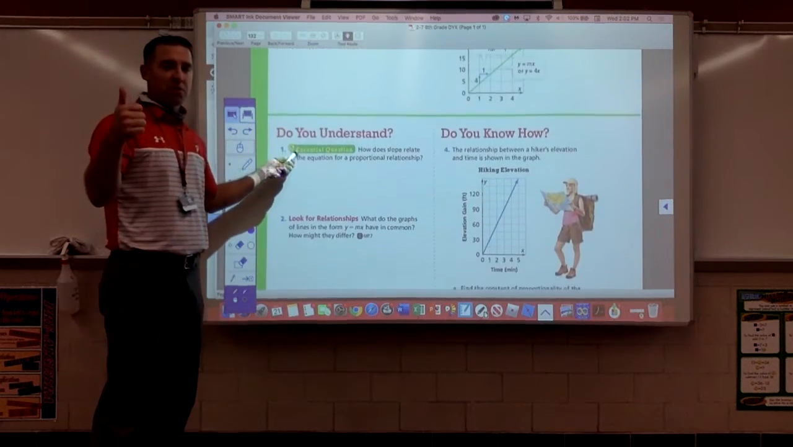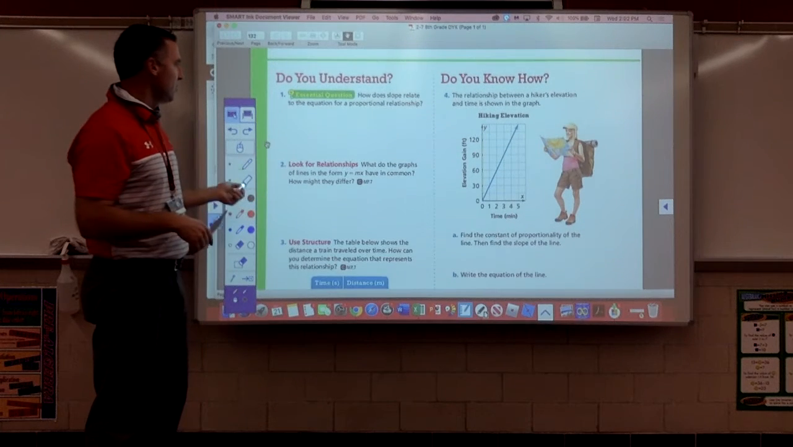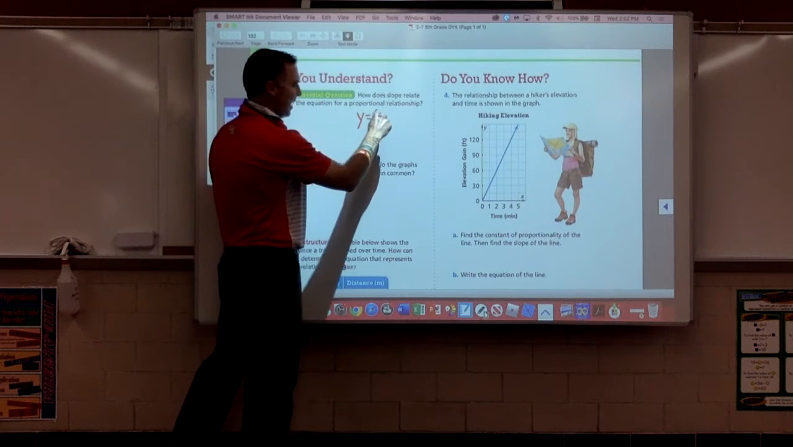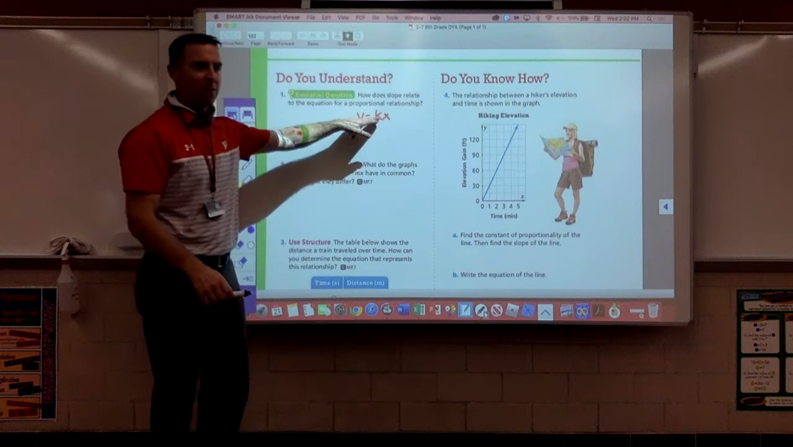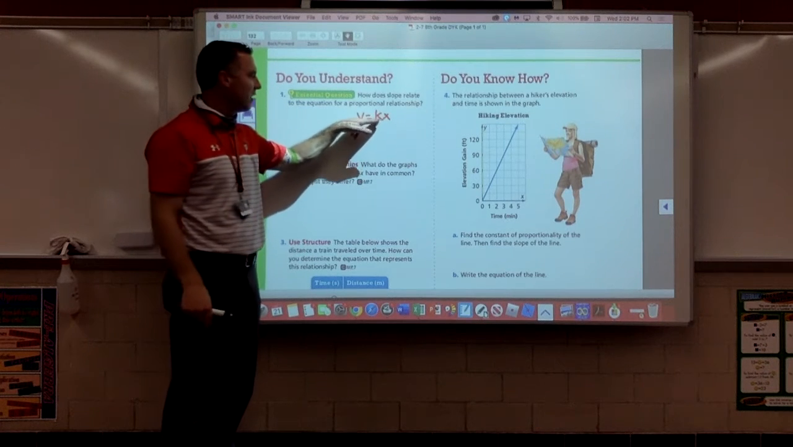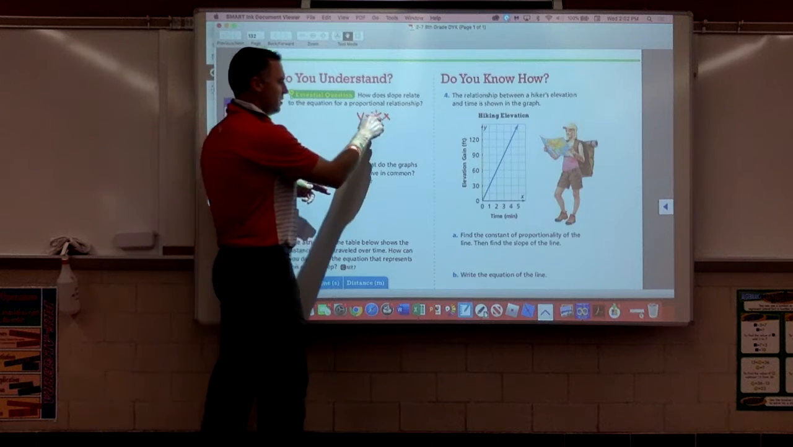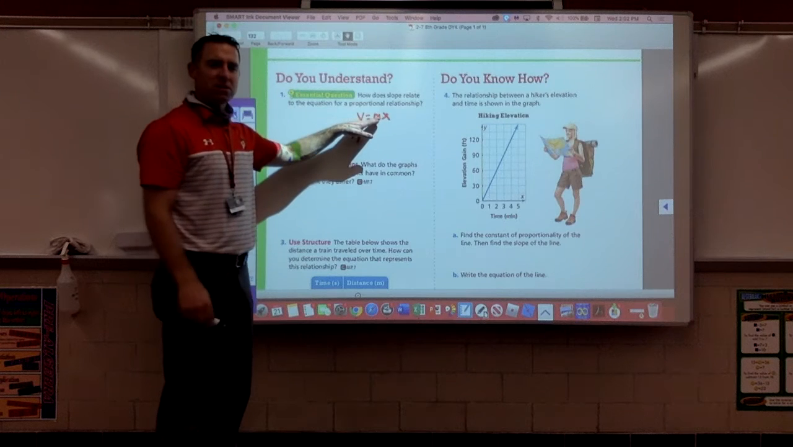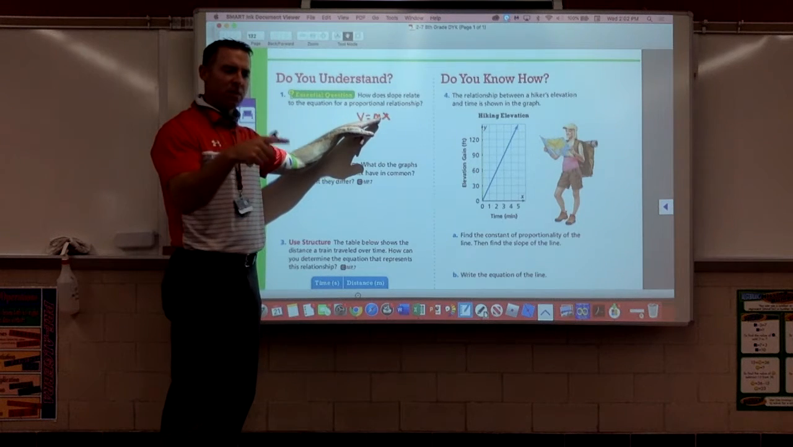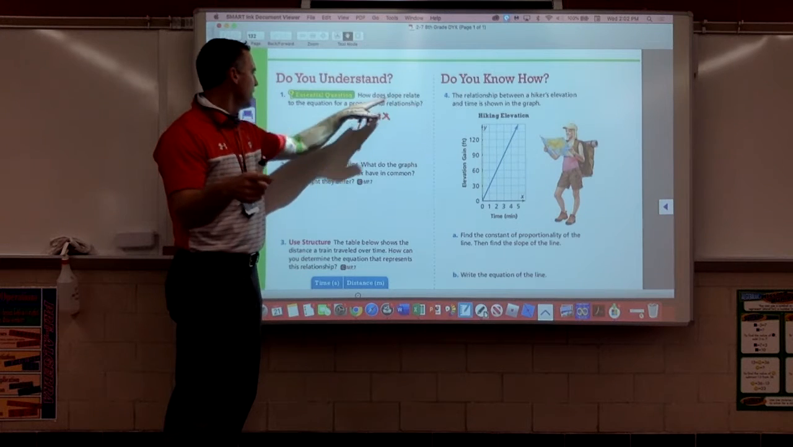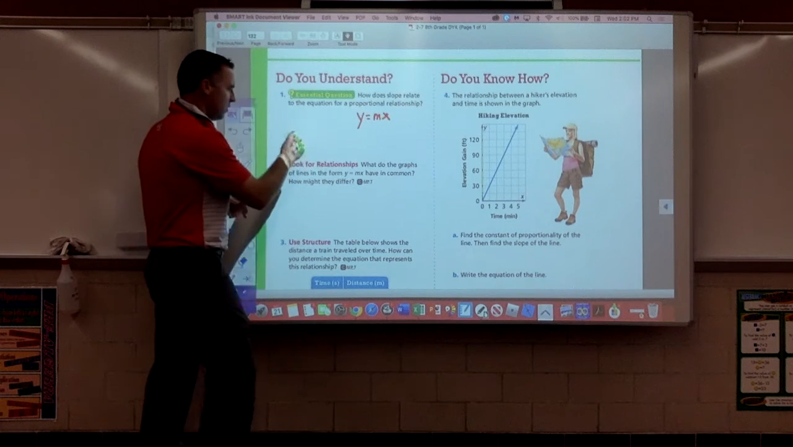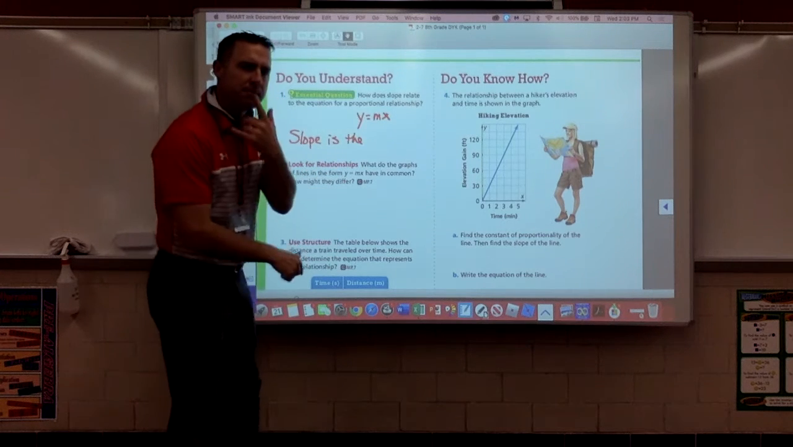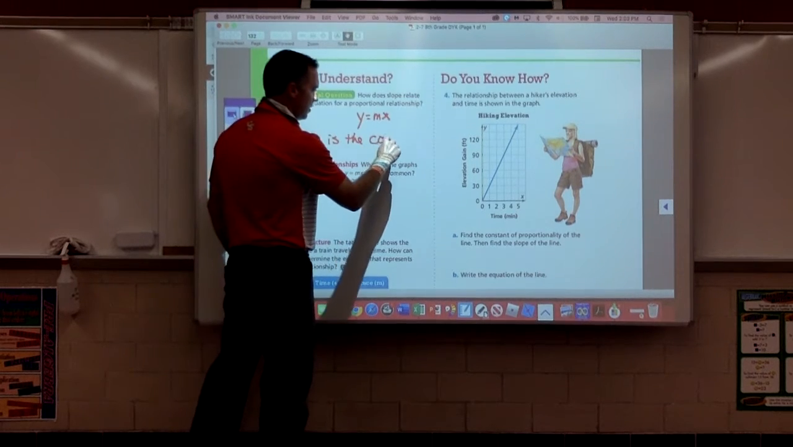Key concept, proportional equations. Number one, how does slope relate to the equation for a proportional relationship? Well, the equation you learned last year was y equals k times x, where k represented your constant of proportionality. Now, our equation is not k times x, it's m times x. I replaced the constant with the slope. So the slope is the what? Constant of proportionality?